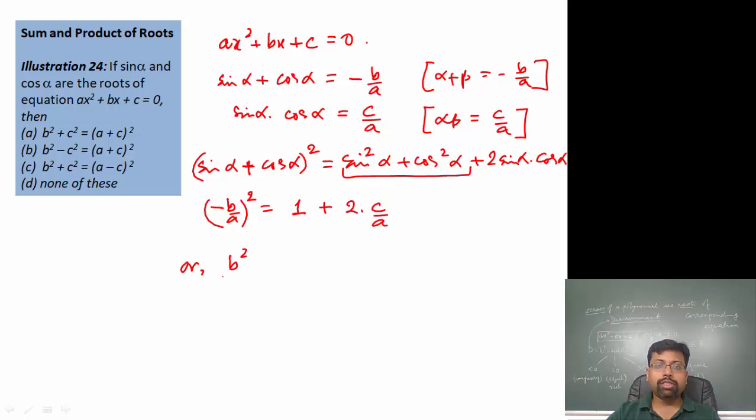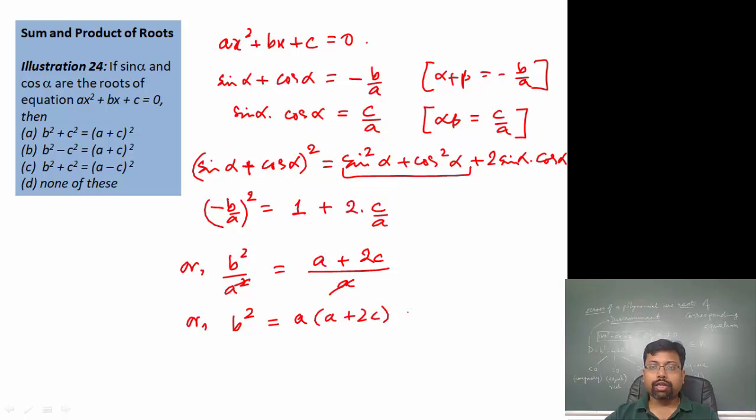So you have b square by a square is equal to, you take a here, you have a plus 2c. One of the a's gets cancelled. You can cancel a because a is not 0. So you have b square is equal to a into a plus 2c. Take this to the other side, and then you get b square is equal to a square plus 2ac. Alright, this is what you get now.